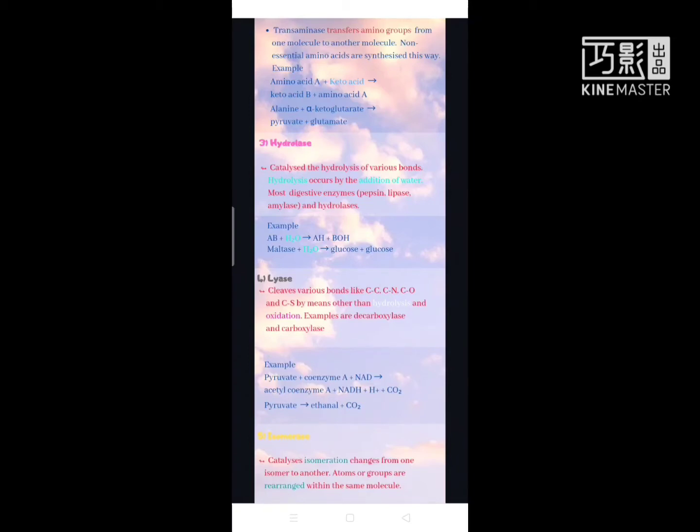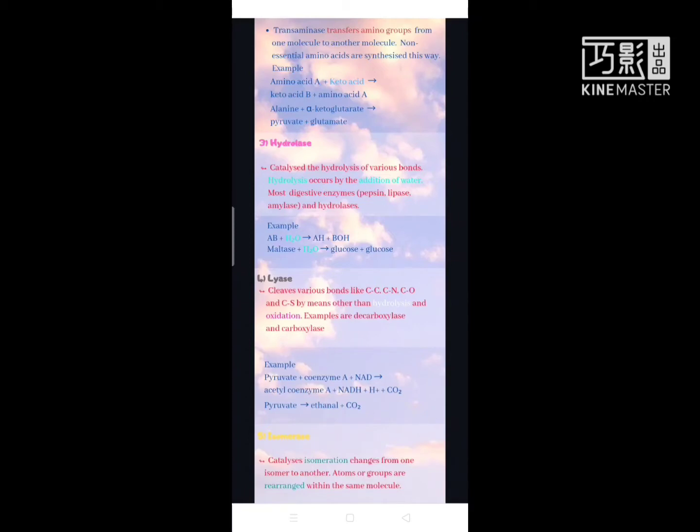The fourth class of enzyme is lyase. Lyases cleave various bonds like carbon to carbon, carbon to nitrogen, carbon to oxygen, and carbon to sulfur by means other than hydrolysis and oxidation. For example, decarboxylase removes carbon dioxide, and carboxylase fixes carbon dioxide.